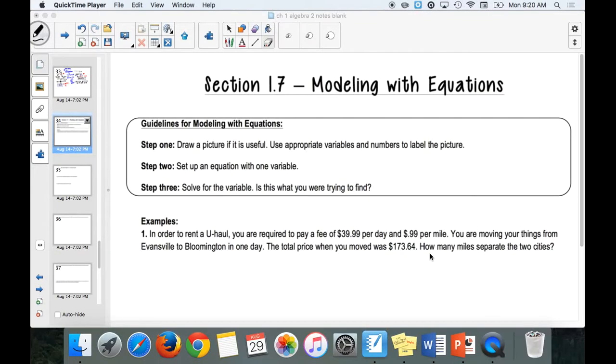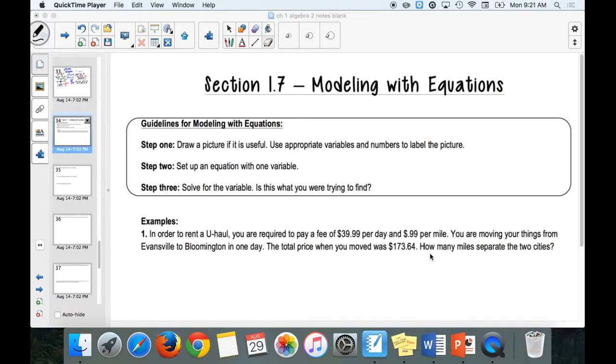7 is on modeling with equations. So the word modeling in math means story problems. So we're going to do some story problems. Yeah, he's very excited. All right, some of you probably are not very excited. Story problems, I know, are difficult at times, but there are steps to solving them.